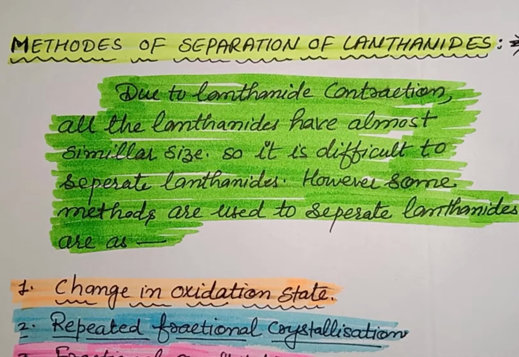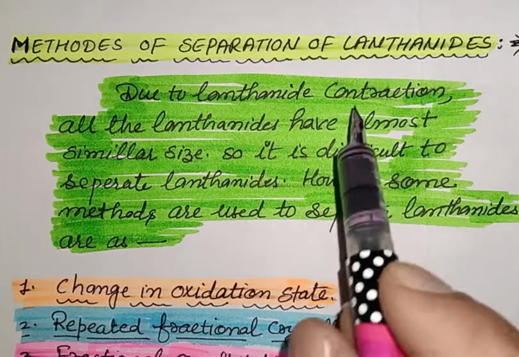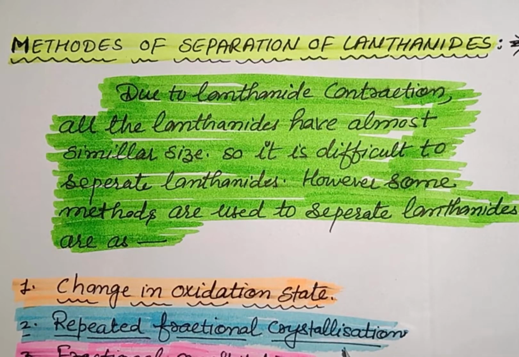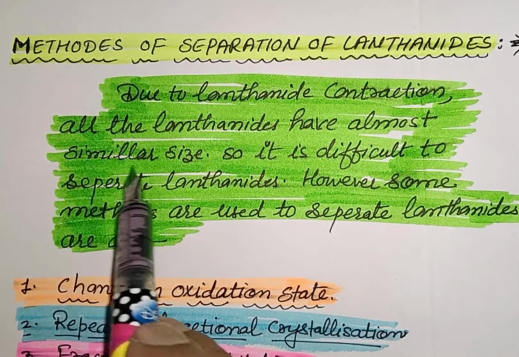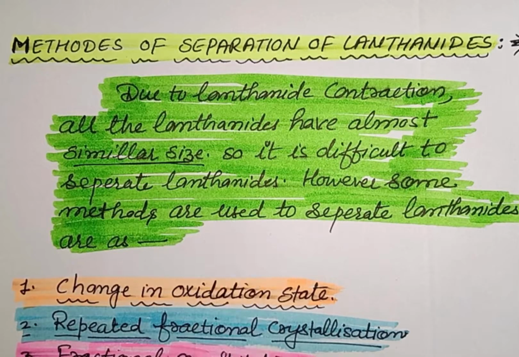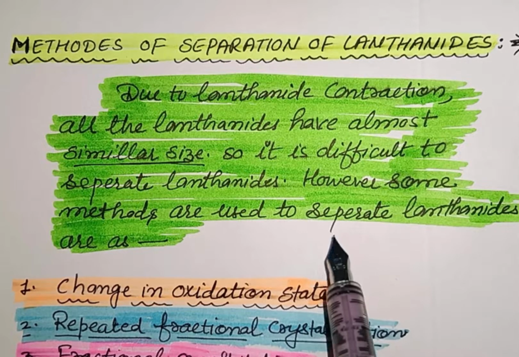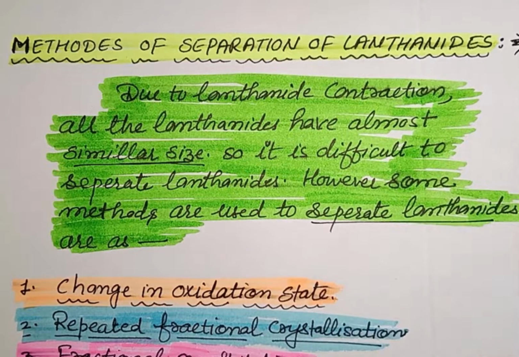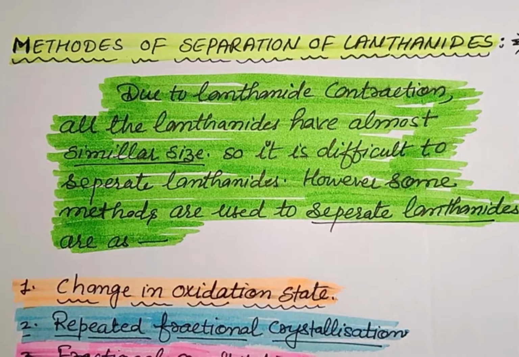The next very important topic is the methods of separation of lanthanoids. We know very well that due to the lanthanoid contraction, the sizes of all the lanthanoid elements are almost similar. So it is very difficult to separate the lanthanoids by using a single process. Out of these many difficulties, some methods are useful to separate the lanthanoids.